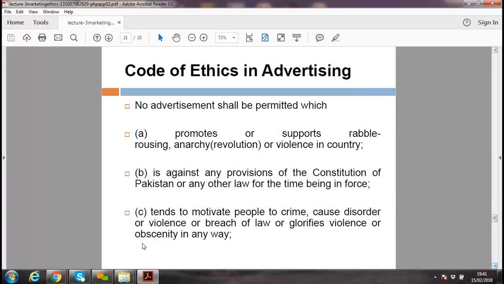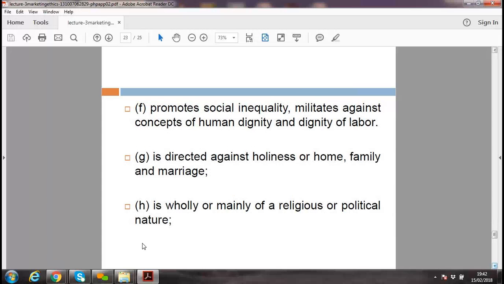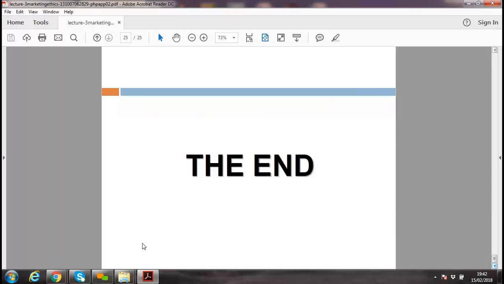Okay, code of ethics in advertising. No advertisement should be permitted to promote or support violence in the country. These are the codes of practice we need to look at. Every country has its own values, and we need to consider them when we advertise, including things like marriages. So, any question?